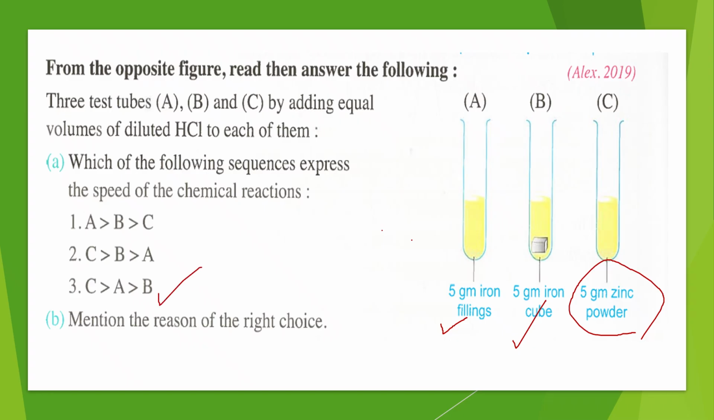The most active one is zinc. Why? Because it says here mention the reason for the right choice. I will say the most active one is zinc because it precedes iron in the CAS, or it is more active than iron. And then we have the iron fillings. Iron fillings have more surface area exposed to the reaction. And finally, we have the iron cube.